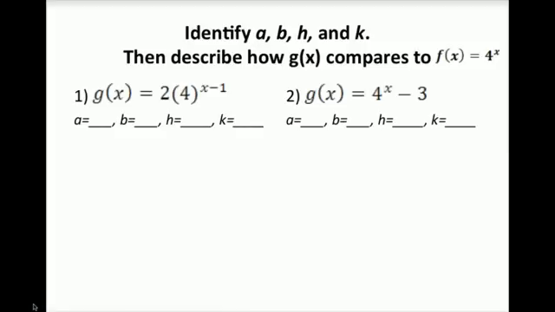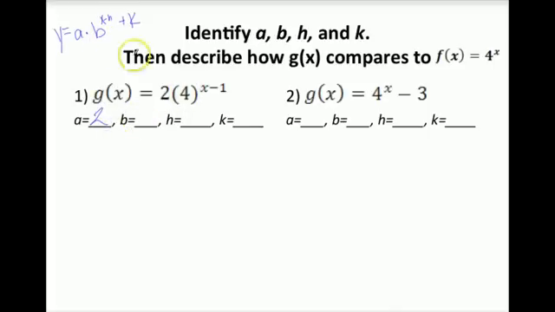So we're first going to identify a, b, h, and k, and then we're going to describe how g of x compares to f of x equals 4 to the power of x. So we have g of x for number 1 is 2 times 4 to the power of x minus 1. Now a, keep in mind, we have the parent function form y equals a times b to the power of x minus h plus k. So a is the coefficient of our exponent expression. So our a value here is 2.